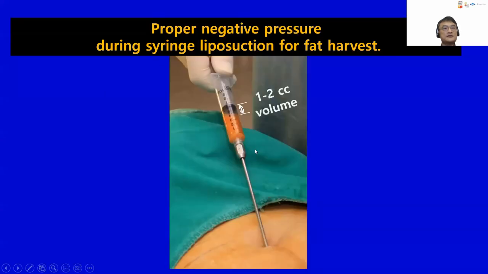During liposuction for harvest, which level of negative pressure is less harmful to the aspirated cells? It's known that 1 to 2 cc of negative pressure space in the barrel of a syringe is suitable, and the cannula is connected with a 25 centimeter length and a 3 millimeter diameter, connected to a 10 cc Luer-lock syringe. I will show you this technique in my video.